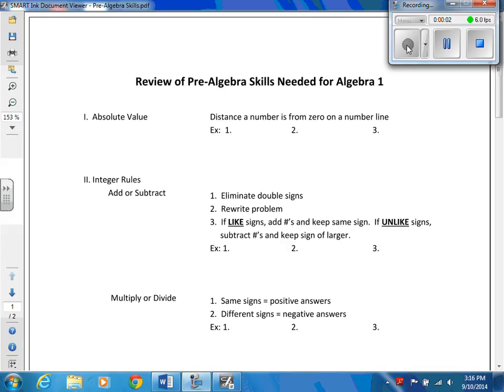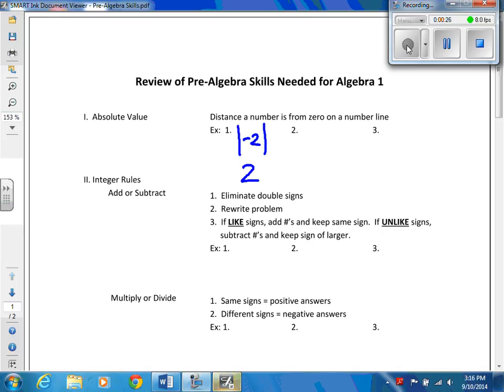Today we will be reviewing your pre-algebra skills that you will be needing for Algebra 1 in order to be successful this year. We're going to start with the absolute value concept. Absolute value is the distance that a number is from 0 on a number line. For example, the absolute value bars are those long bars with numbers inside. So if I take the absolute value of -2, that is telling me that -2 is 2 spaces from 0, so the answer is 2.